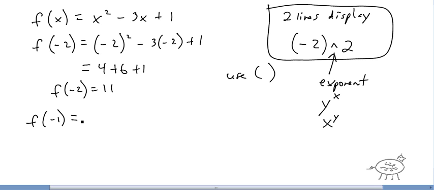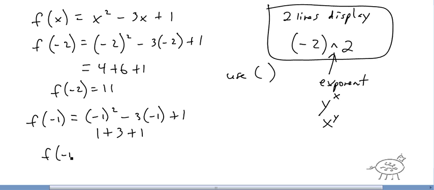So let's try another one here. f of negative 1. Again, it's negative 1 squared minus 3 times negative 1 plus 1. So it's negative 1 squared is 1 plus 3 plus 1. So f of negative 1 is equal to 4 and 5. Okay, there we go.